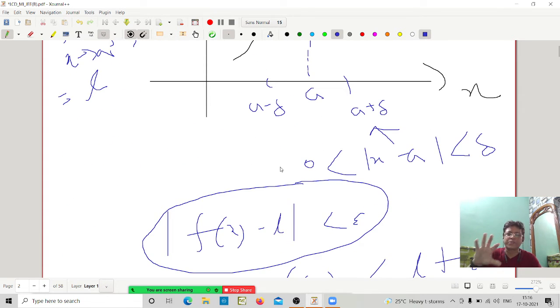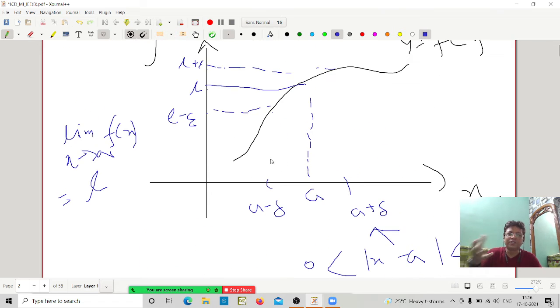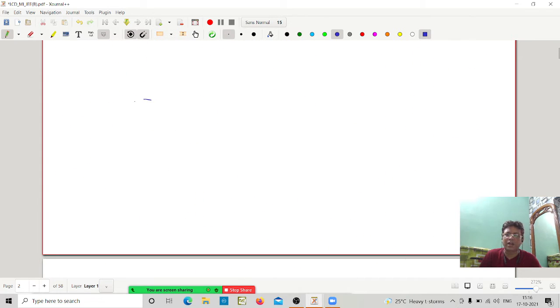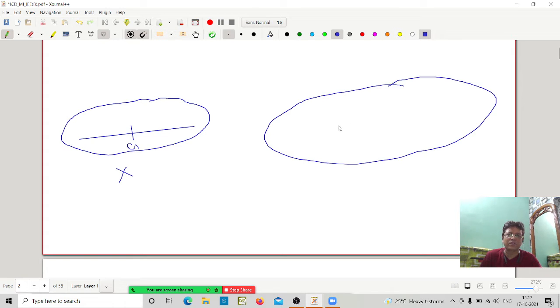If I want to explain in another way, this is the graphical demonstration. Let me try to explain. This is the neighborhood of x, and this is the neighborhood of f(x). y equal to f(x) is the function. Okay, and this is L. So naturally this will be L minus epsilon.